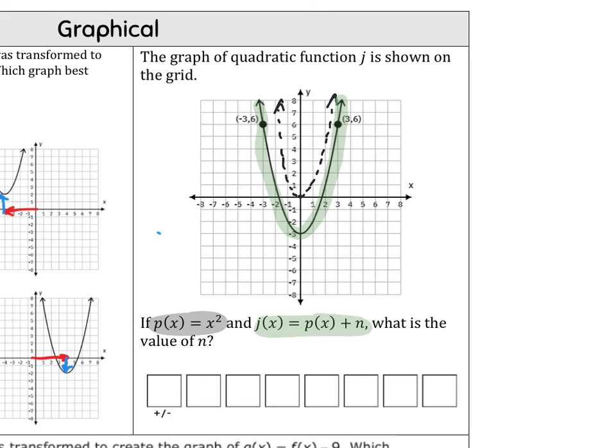This is a very confusing way to ask. What transformation has happened to that green graph compared to the parent function? Where has it moved? How many has it moved down? 3. So this number behind it, wouldn't that be a negative 3 to move it down 3 times? That means n is negative 3. It's a very confusing way that they ask this question.